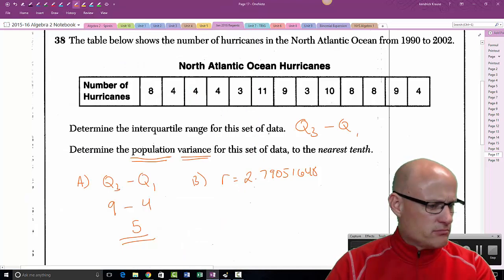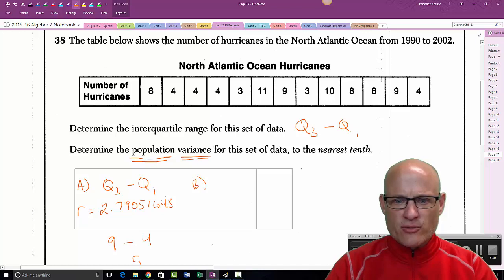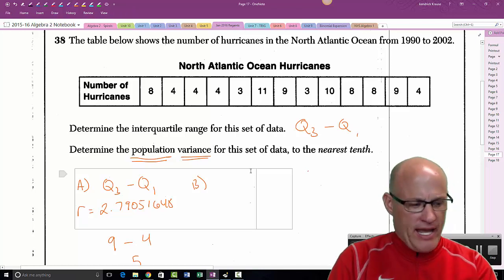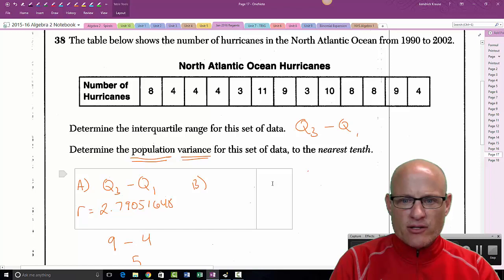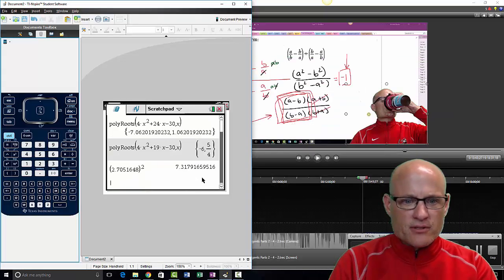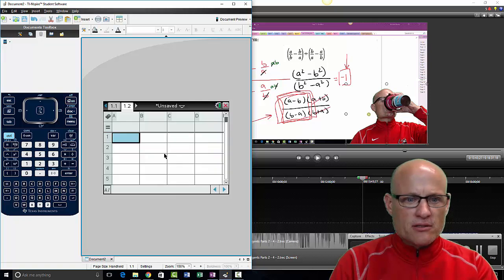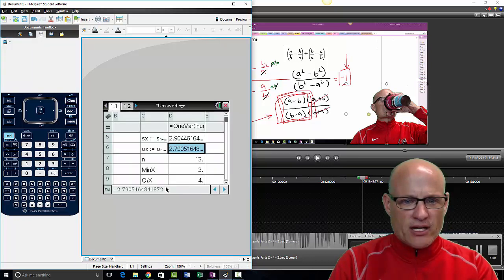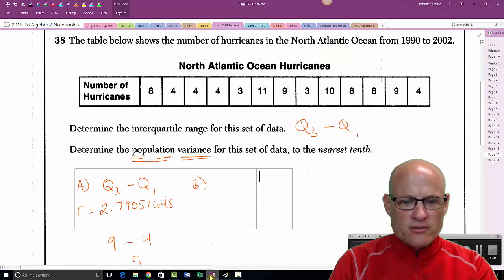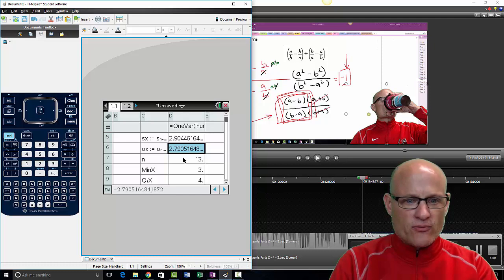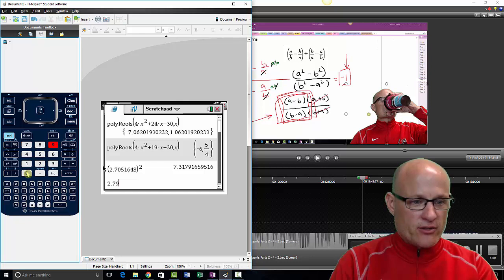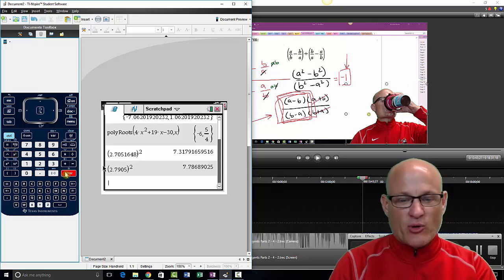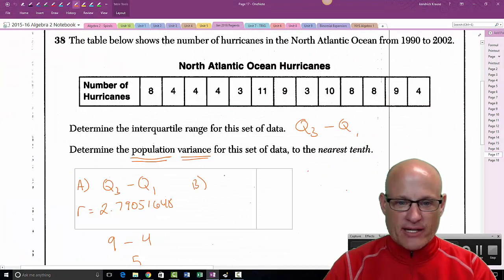7.3 is the answer. Did I do something wrong? In my haste, I seem to have gotten 7.8. Round to the nearest hundredth. Let me make sure I got these numbers in here right. 7905. Is that what I typed in my calculator? Oh, I typed the wrong thing in. Doggone it. 2.7905 squared will give me the right answer. It's 7.8. So the answer is 7.8. I apologize. Sorry about that.